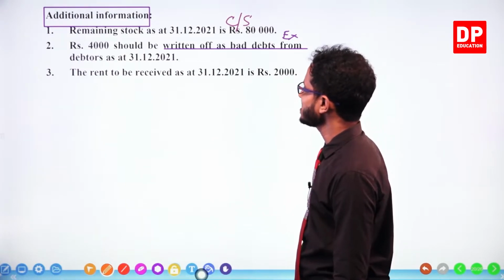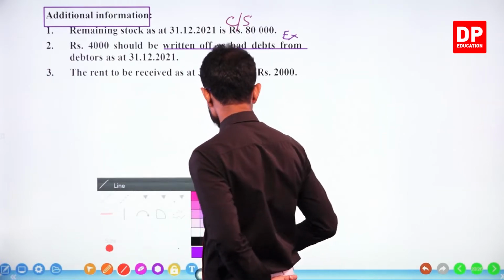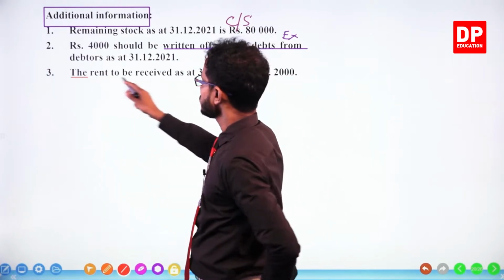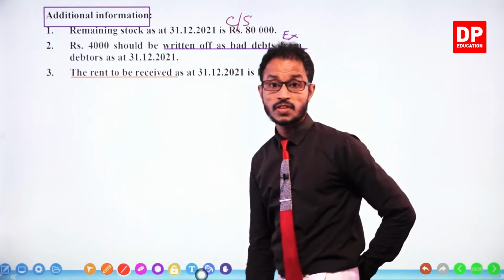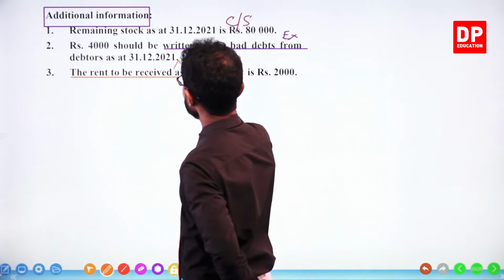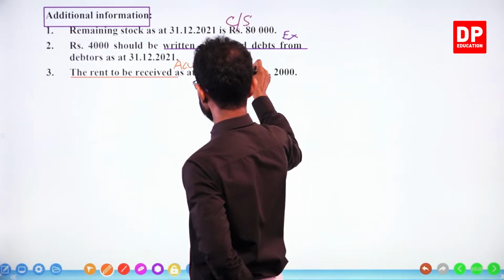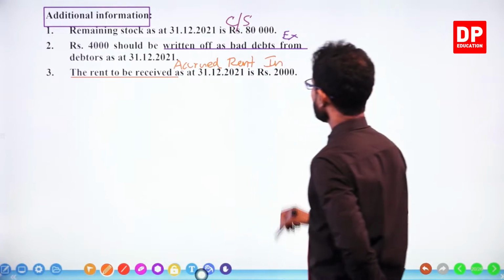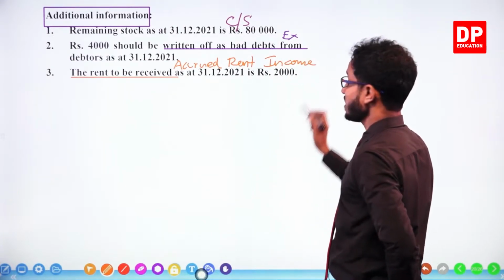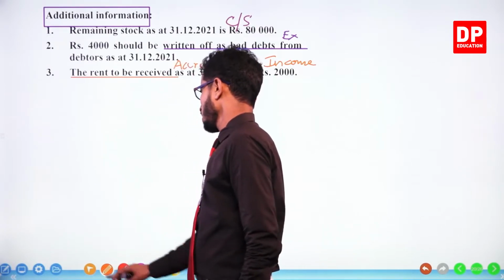Next, rent to be received. Rent to be received. Accrued rent income. It is an income.